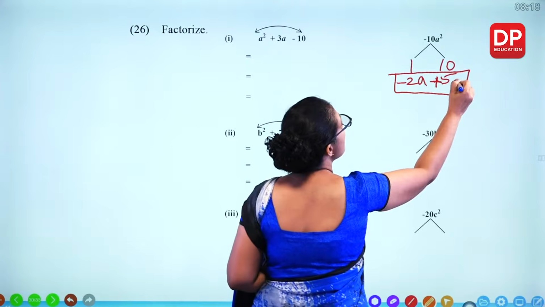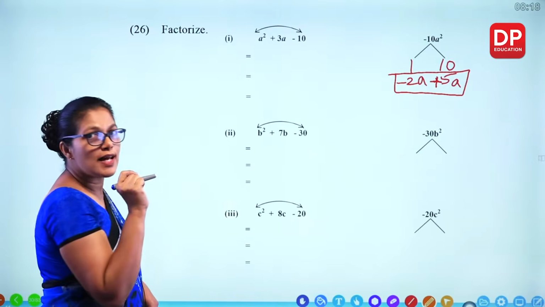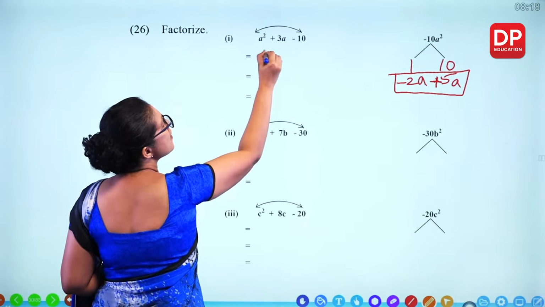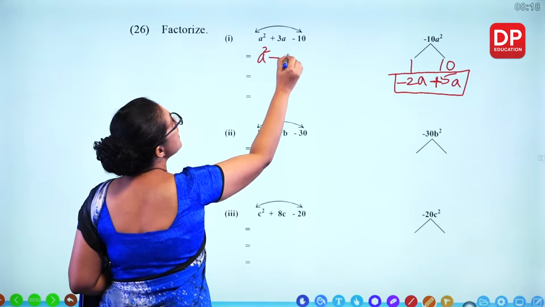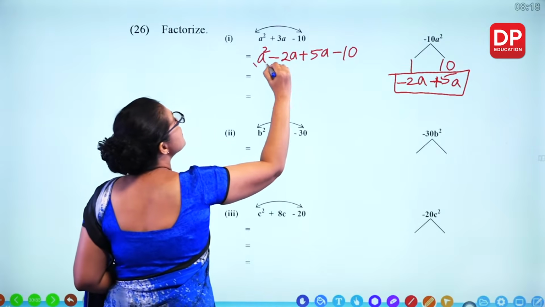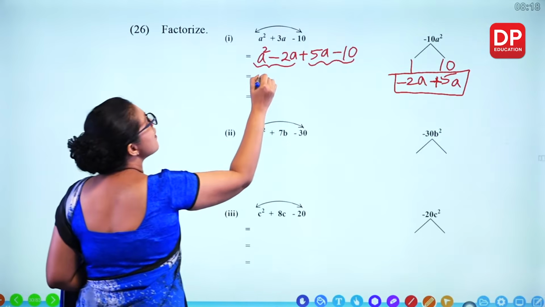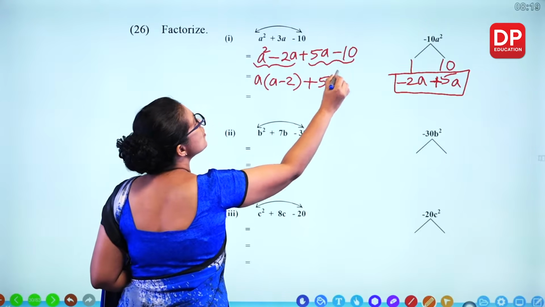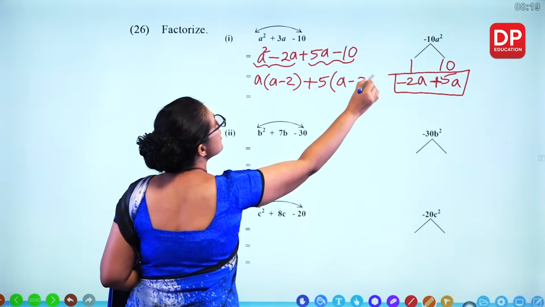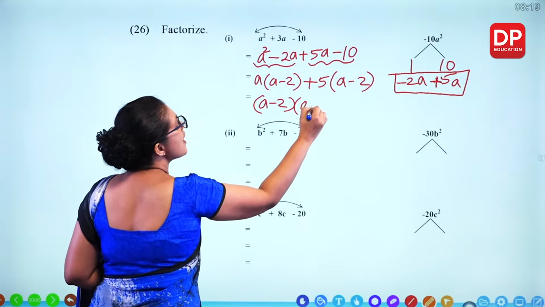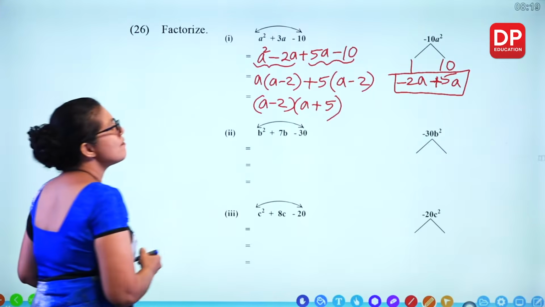Then this is a and a. So that's how we find out the appropriate factors. So a squared minus 2a and plus 5a. Take 2 at a time and factorize. When you factorize, you get a minus 2. When you take plus 5, this is a minus 2 again. A minus 2 is common. Take it out and write a plus 5.